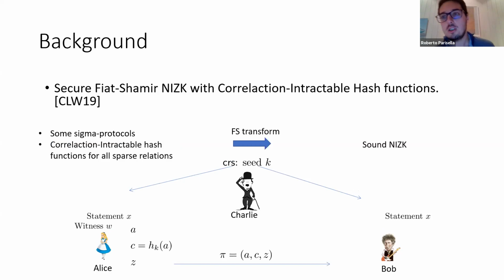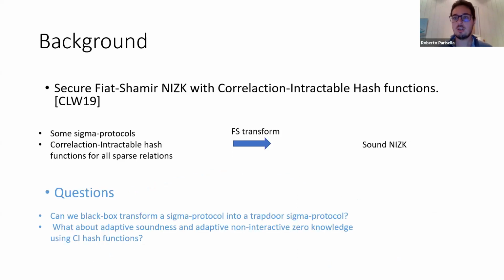Due to a famous impossibility result, the Fiat-Shamir transform is unconditionally secure only in the random oracle model. However, Canetti, Lombardi, and Weeks recently showed that if we start from a trapdoor Sigma protocol, and if we use a family of correlation intractable hash functions, we can soundly instantiate a NIZK. But this left us with two important open questions.